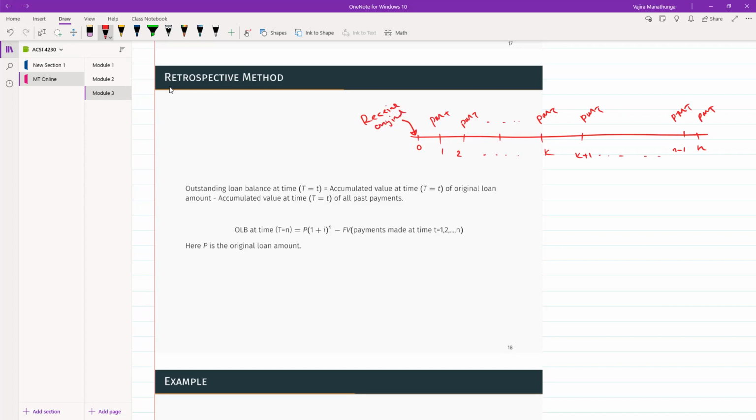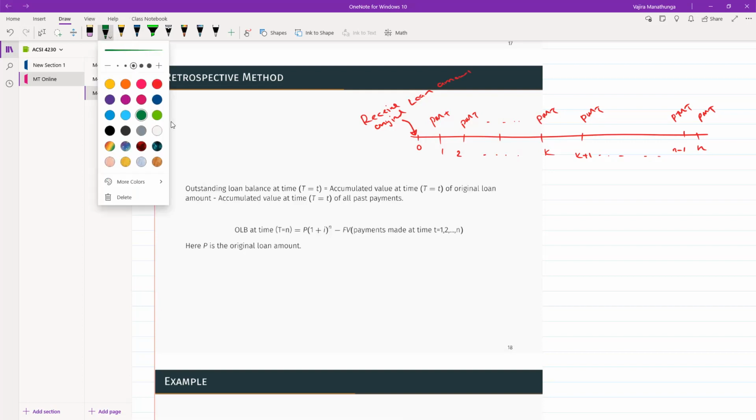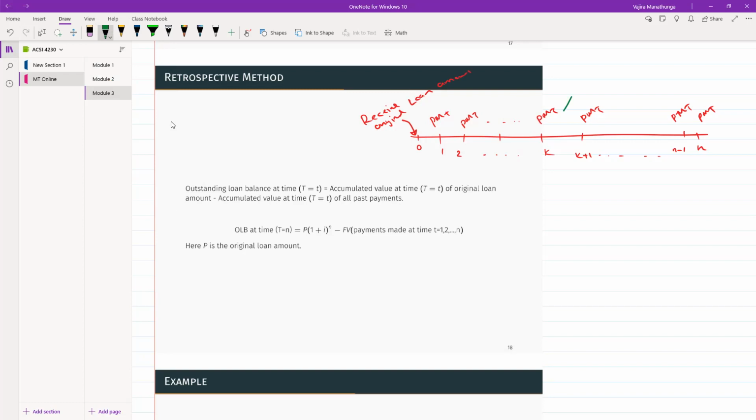Then you make the payment to pay it off. Okay. Original loan. So now what I want to know is the balance at time k, bk. So bk basically excludes the payment made at that time k.